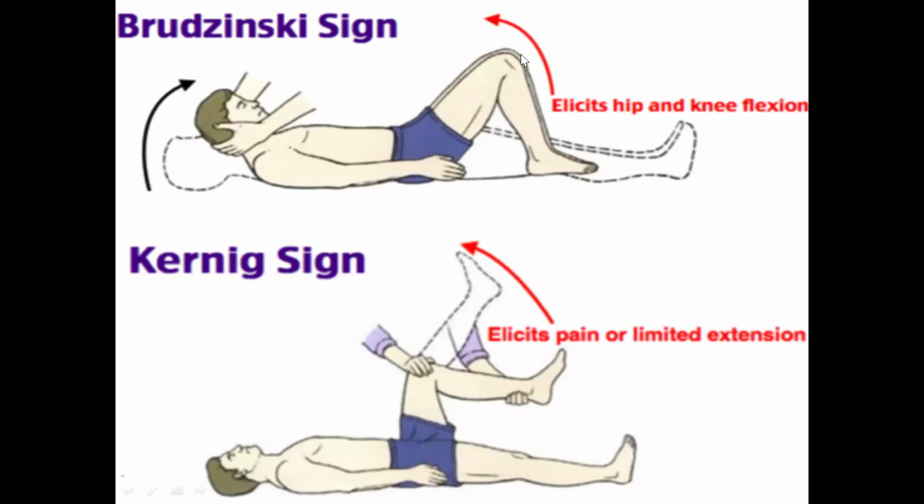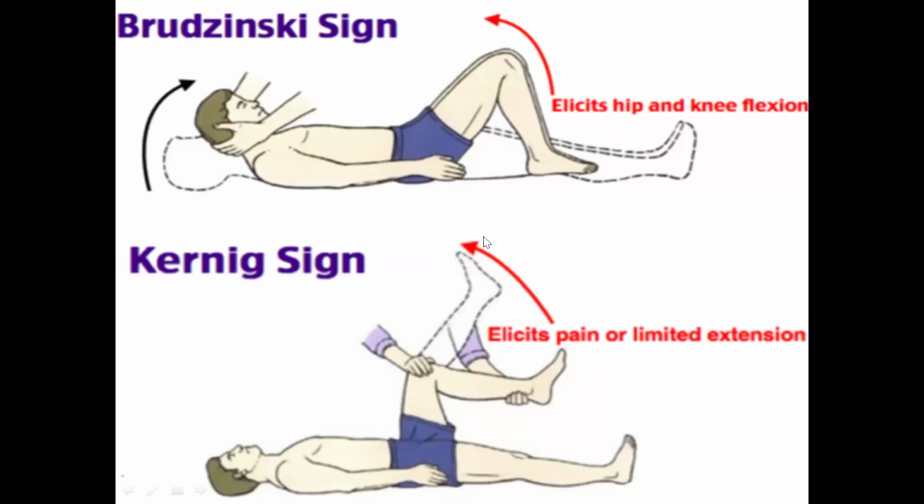So Kernig sign, the lower one, is the Kernig sign. Like I said earlier, knee starts with the letter K. You can see that this person is lying supine, and now you ask your patient to flex their knee. Can you see that? The hip and knee are at a 90 degree angle.